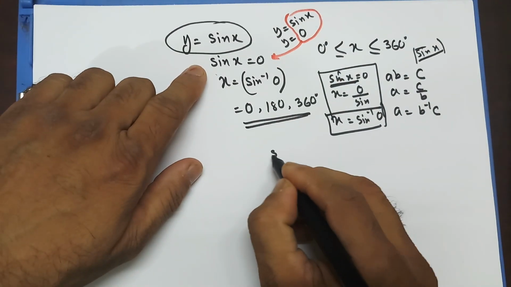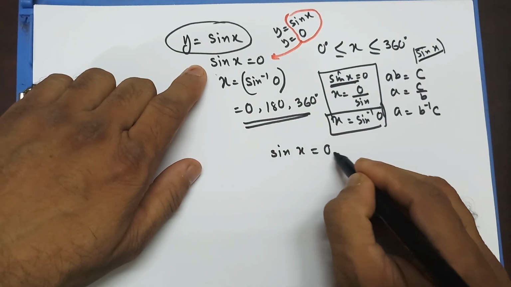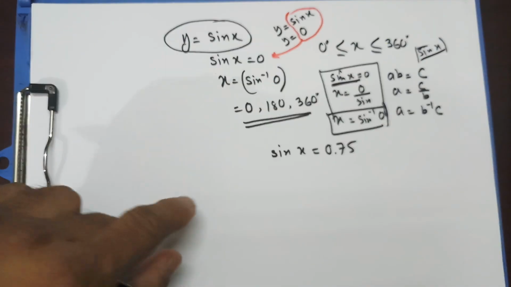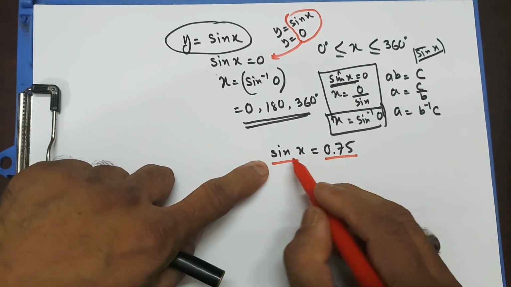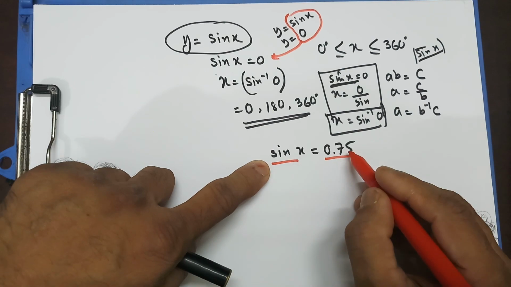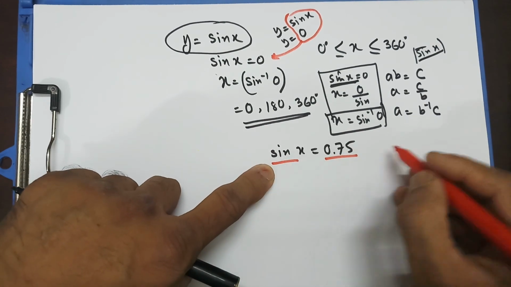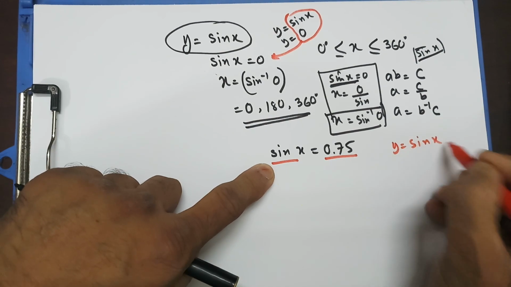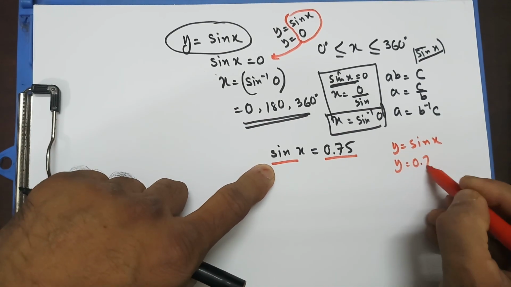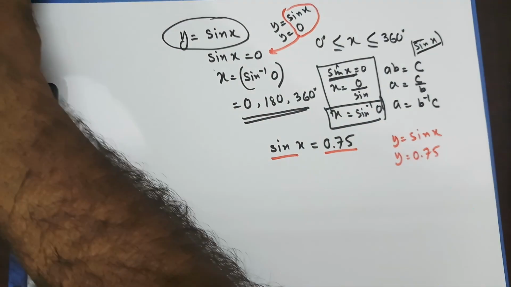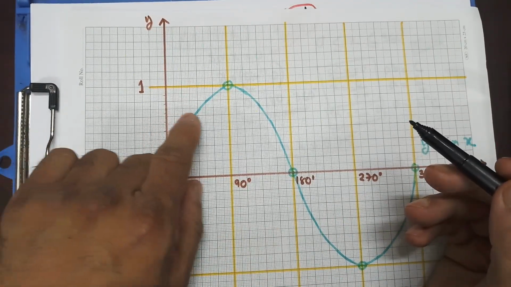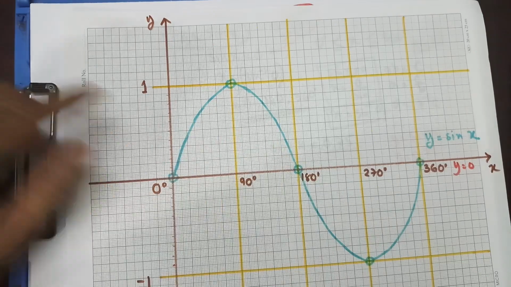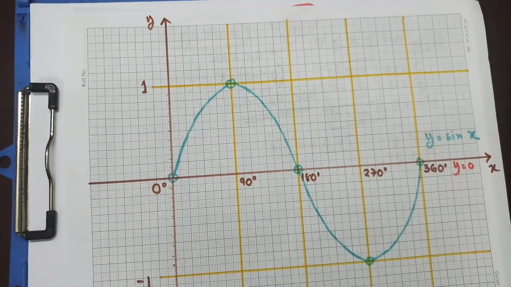Now I'm going to change this a little bit. I'm going to use sine x equal to 0.75. What do we mean by that? Similarly to this one, we have two different functions: one is a trigonometric function and the other is a regular linear graph. This is y equals sine x, and this is y equals 0.75. This means we have to find where this graph intersects y equals 0.75.